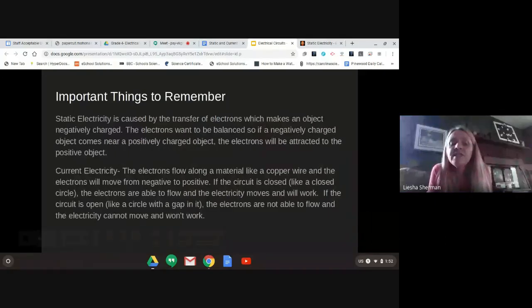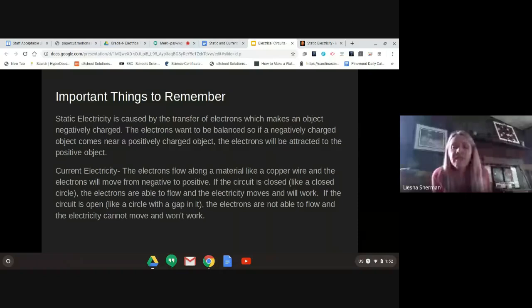Static electricity is caused by the transfer of electrons, which makes an object negatively charged. The electrons want to be balanced. So if a negatively charged object comes near a positively charged object, the electrons are attracted. They like jump over to the positive object, and that's what made things move. Like if I have a balloon and I charge it up and I put my hair here, my hair will go out to the balloon.